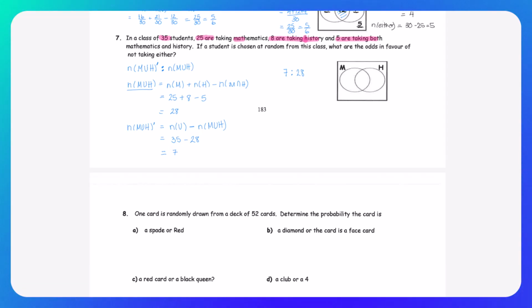So the odds in favor, dividing both sides by 7, we'll say the odds in favor of not taking either are 1 to 4. Let's keep going.